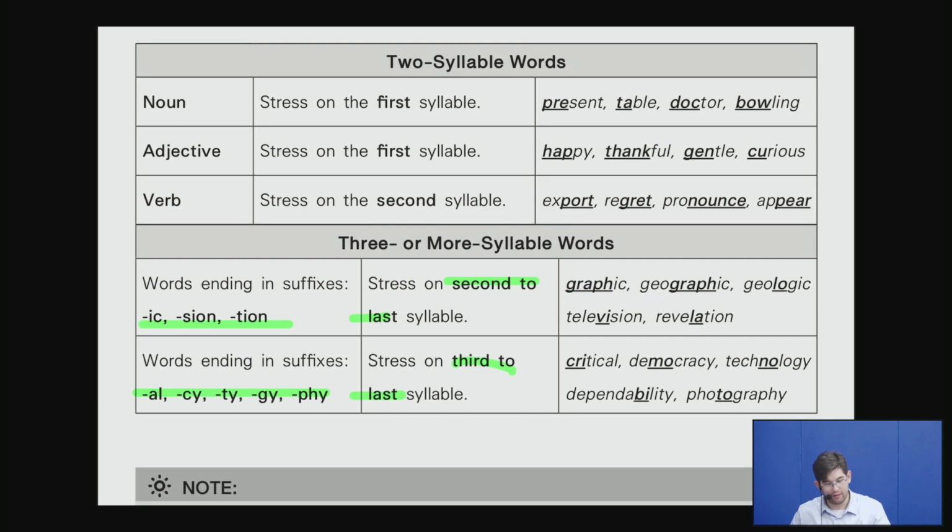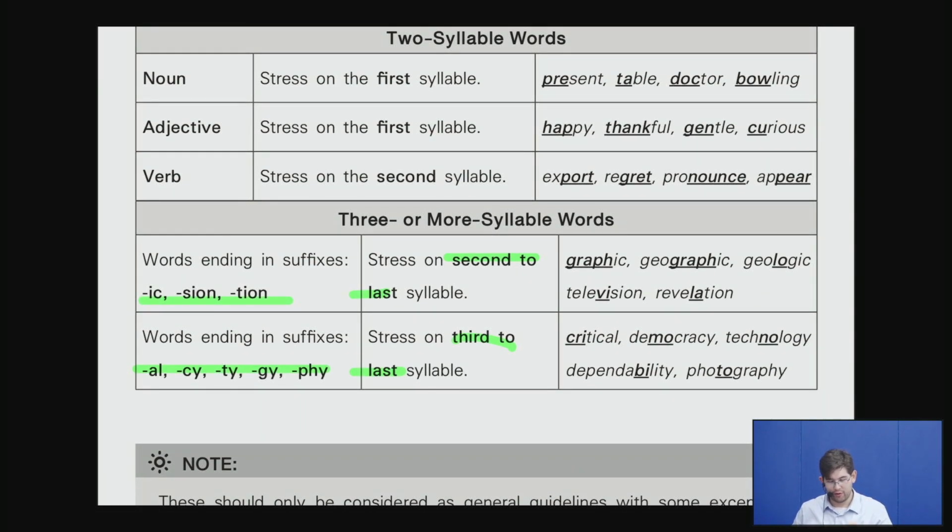Graphic, geographic, geological, television, revelation. You can hear each one of these. I'm hitting those sounds with lots of air. I'm pushing air on them. My body's even having kind of a physical reaction as I push the air on them.